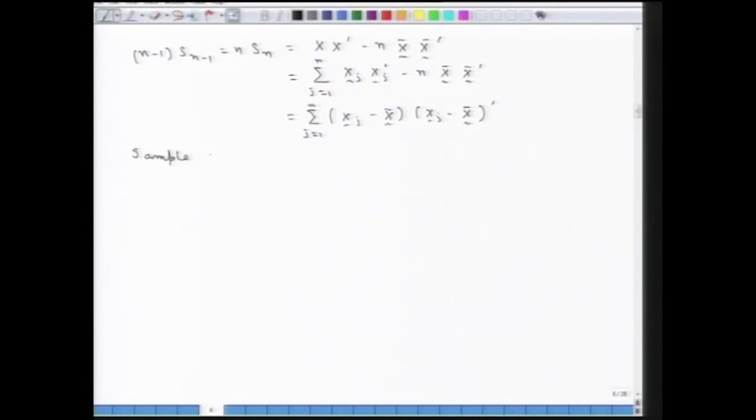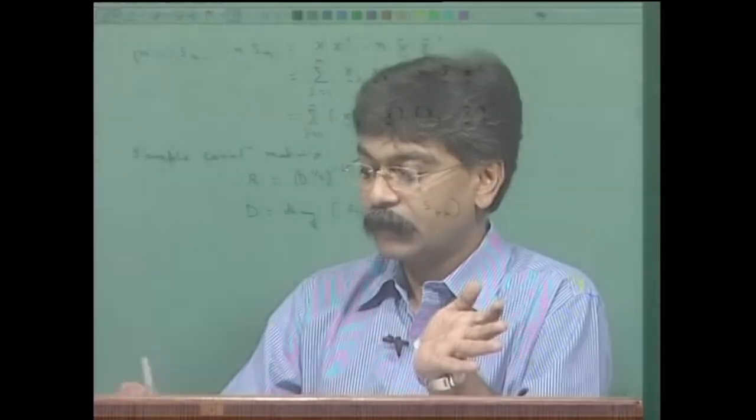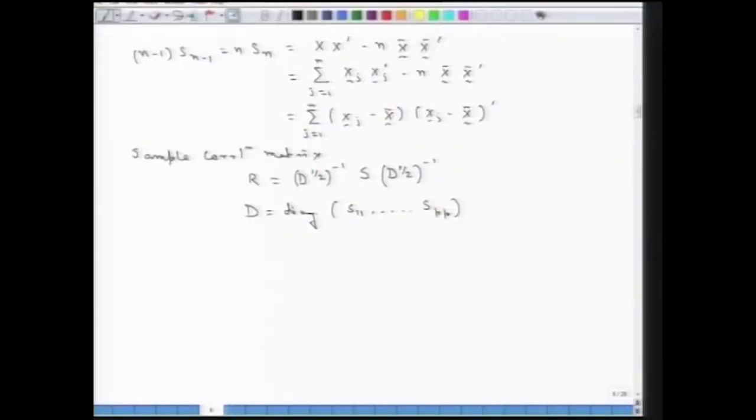Now, similar to the population correlation matrix, one can also define the sample correlation matrix. Say the sample correlation matrix, denoted by R, would be D to the power half inverse times S, where S is either with the divisor n or n minus 1, times D to the power half inverse, where this D matrix is the diagonal matrix holding the sample variances of the respective p components. So, through this diagonal matrix, pre and post multiplication using D half inverse gives us the sample correlation matrix, where the ijth element will be the sample correlation for the xi and xj components, right.